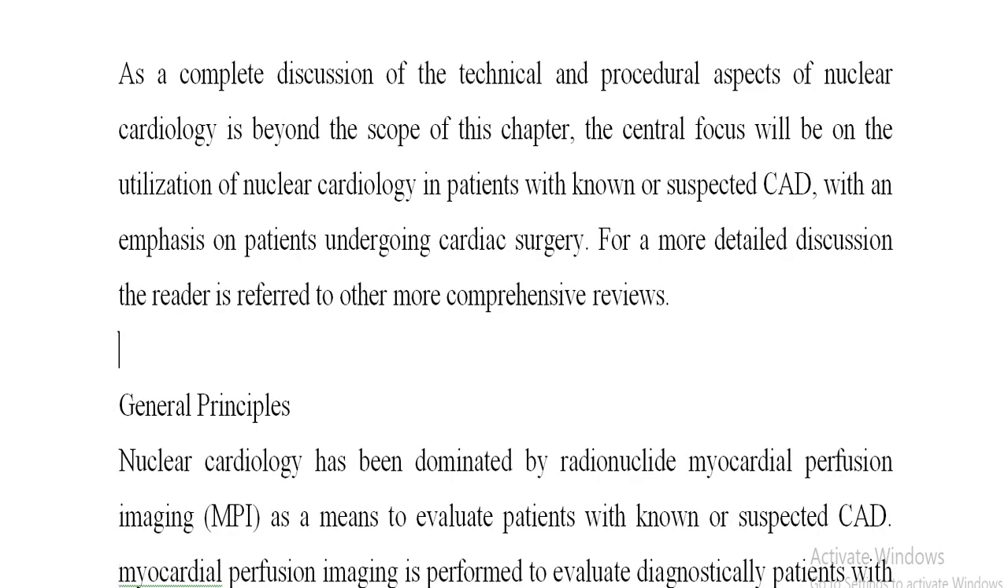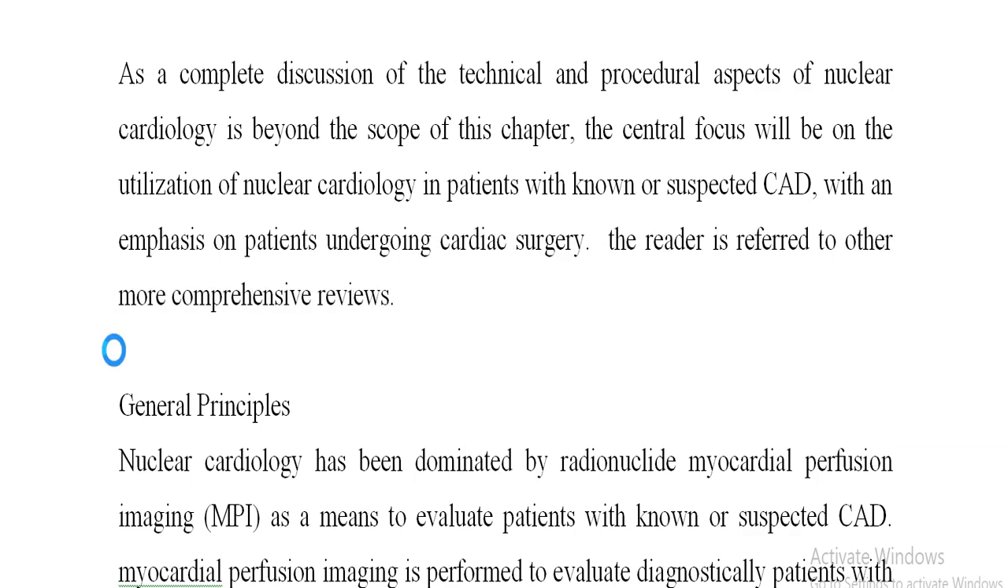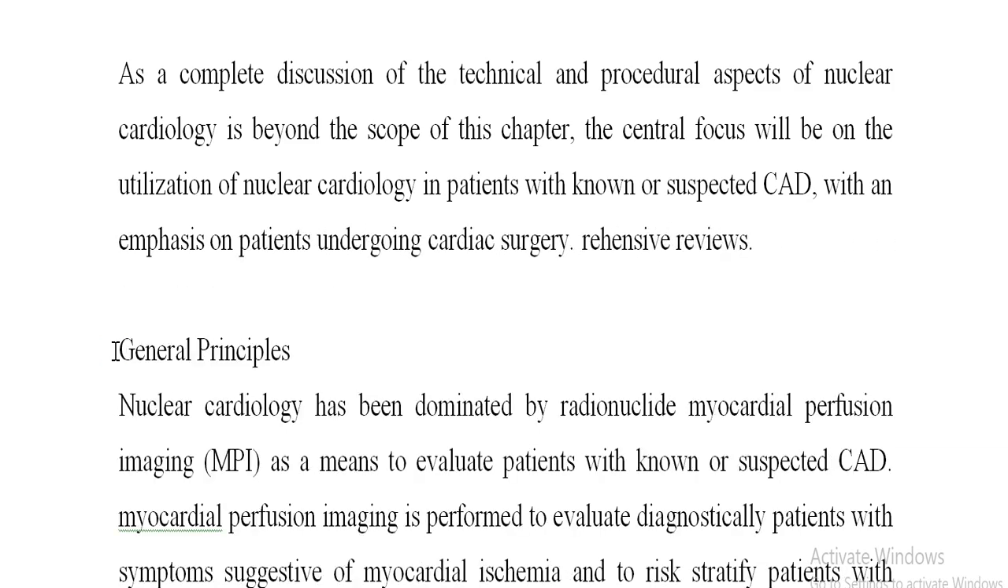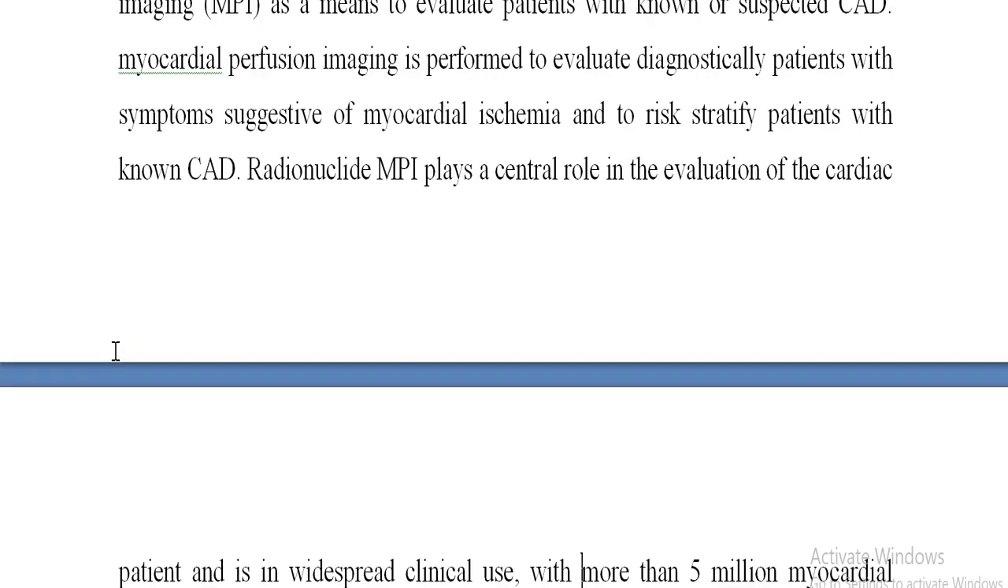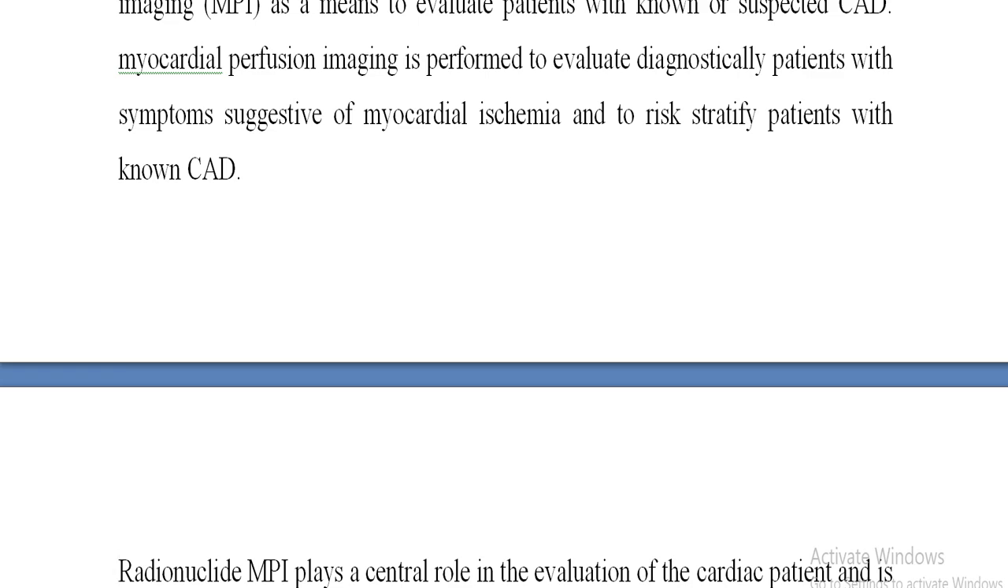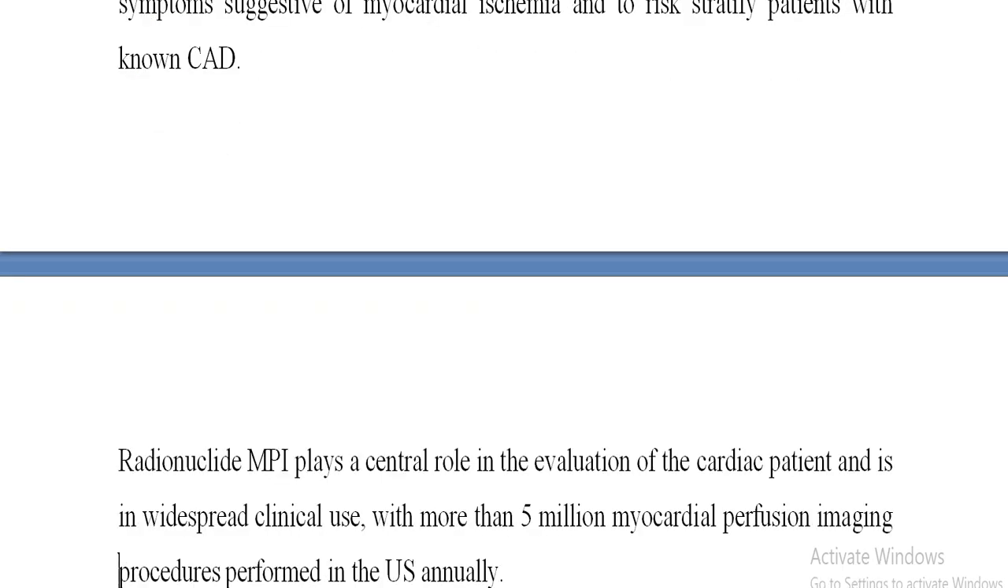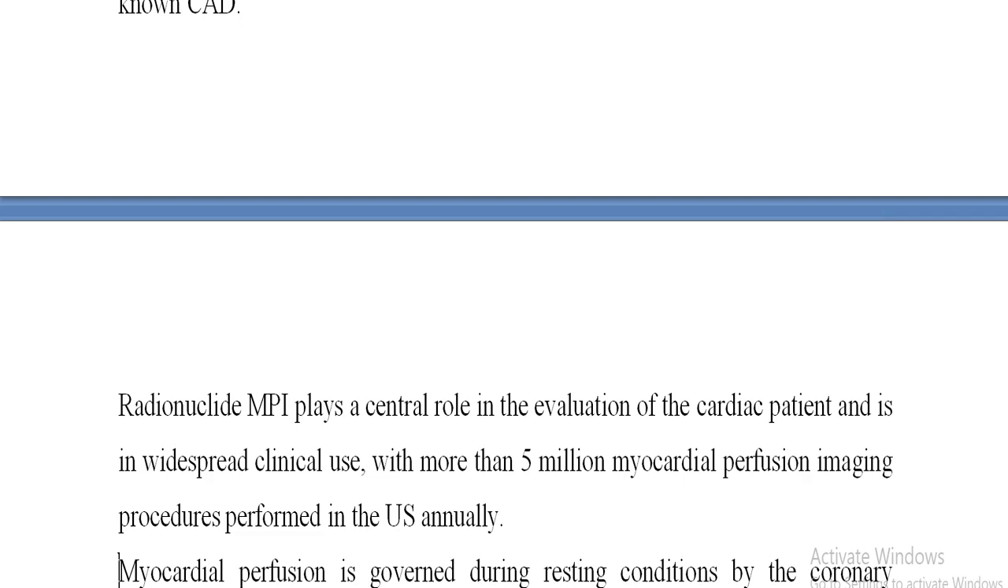General principles. Nuclear cardiology has been dominated by radionuclide myocardial perfusion imaging, MPI, as a means to evaluate patients with known or suspected CAD. Myocardial perfusion imaging is performed to evaluate diagnostically patients with symptoms suggestive of myocardial ischemia and to risk stratify patients with known CAD. Radionuclide MPI plays a central role in the evaluation of the cardiac patient and is in widespread clinical use, with more than 5 million myocardial perfusion imaging procedures performed in the U.S.